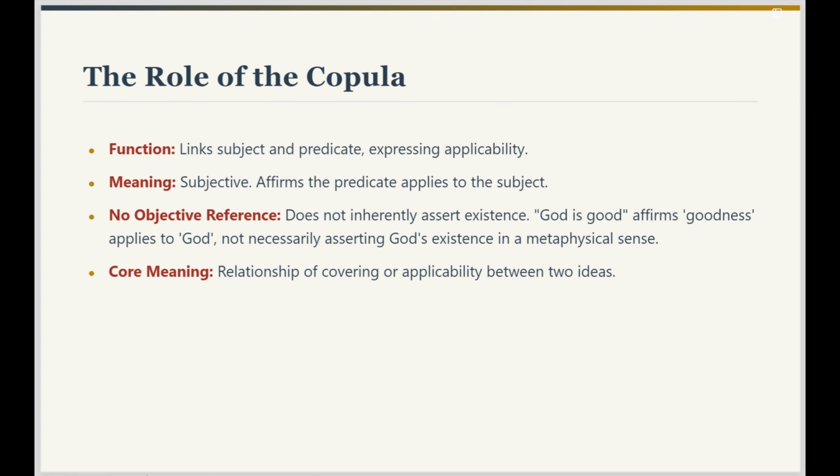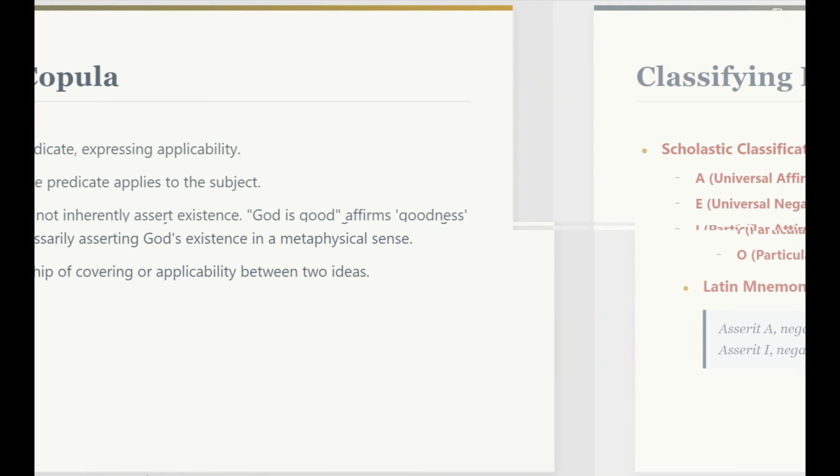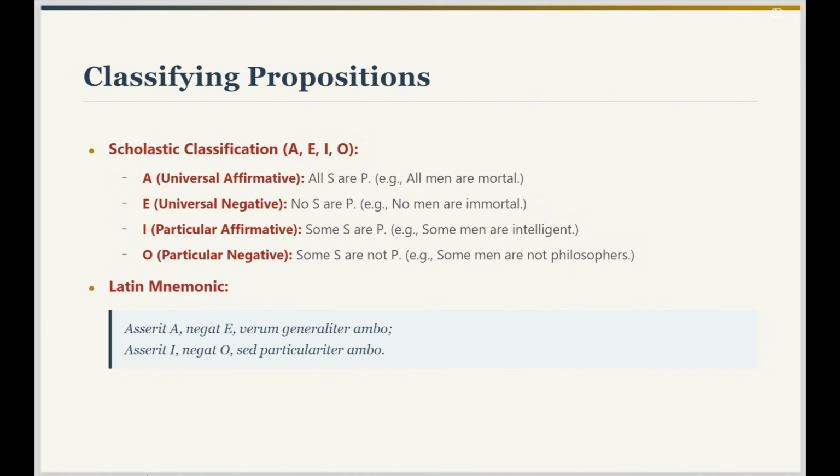It's more like saying, this label fits this box. It establishes a relationship of applicability between the ideas in my mind, without making any claims about whether those ideas correspond to reality outside my thoughts. It's purely about the connection within the judgment itself. Now, how do we categorize these propositions?